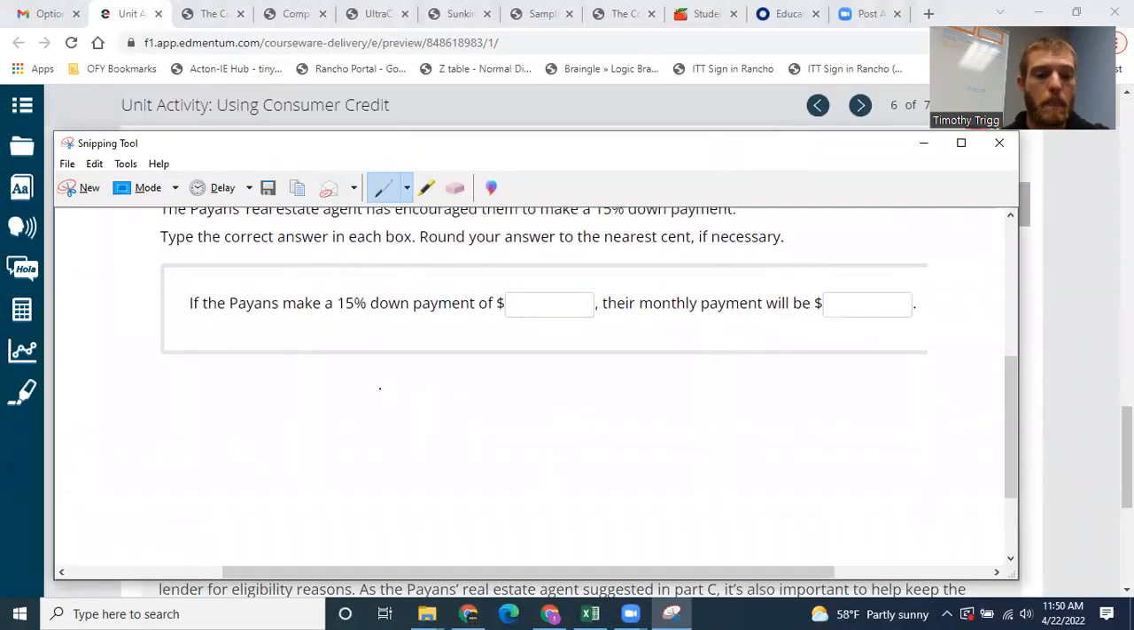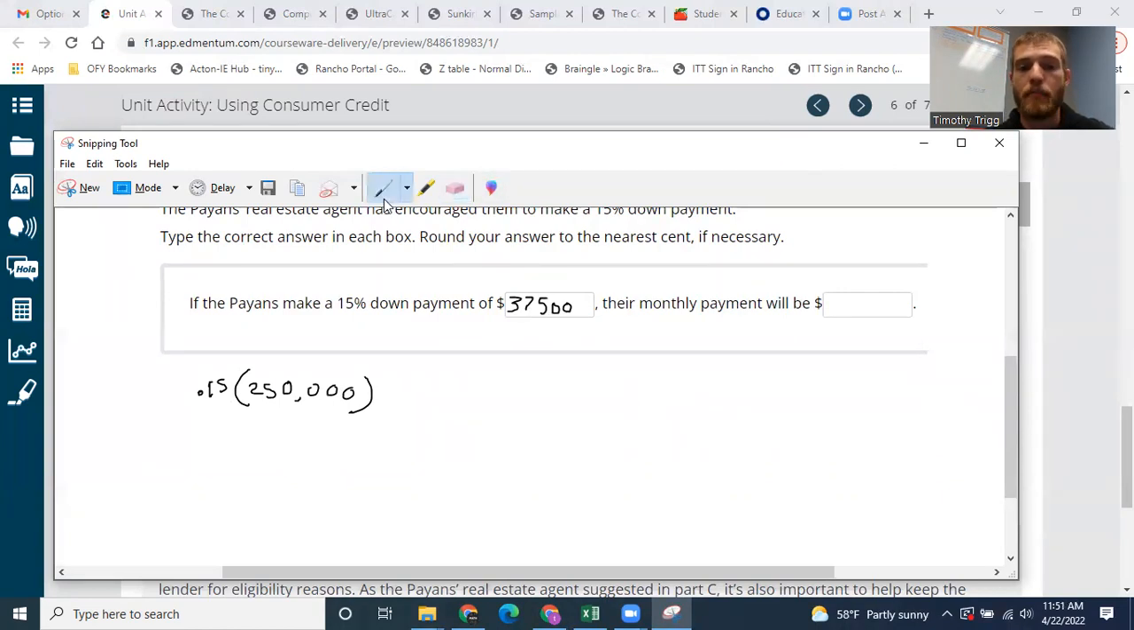So the 15% of $250,000, that's 0.15 times 250,000. Let's go ahead and multiply those out to figure out how much their loan is going to be. 0.15 times 250. So their down payment is going to be, just multiplying those together to find 15%, $37,500. So basically they're going to pay this amount of money up front.